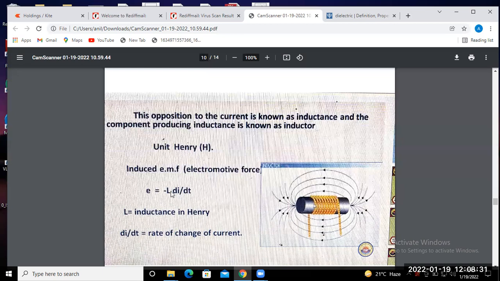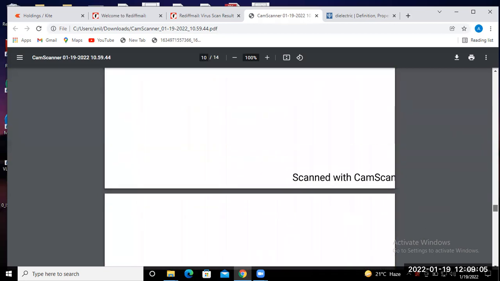When we remove the proportionality, we have to put some constant, that is nothing but the inductance of the coil, represented by L. And di by dt is nothing but the rate of change of the current. If you integrate this current, then you will get the total EMF induced in the coil. So let's try to calculate this one.